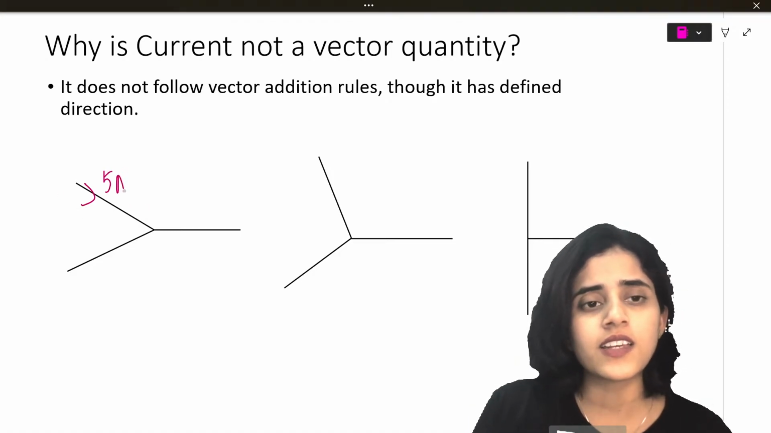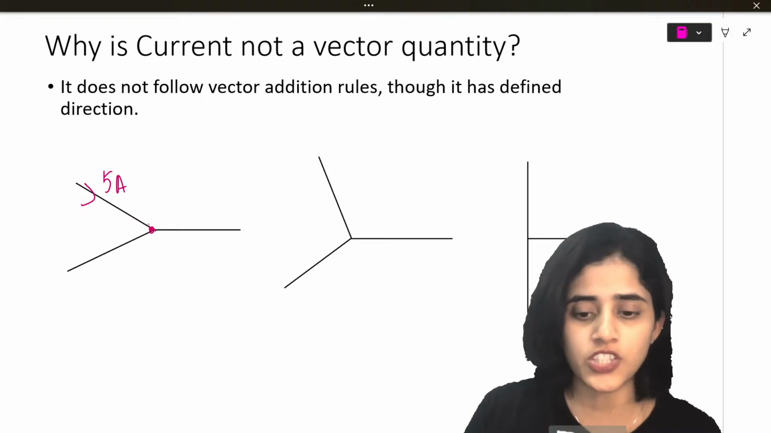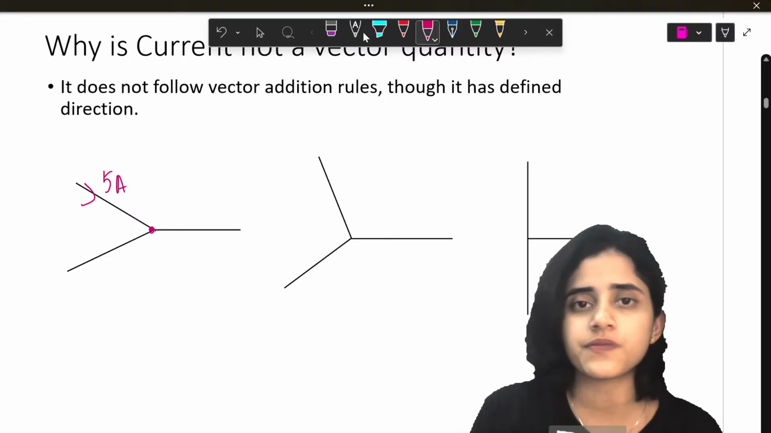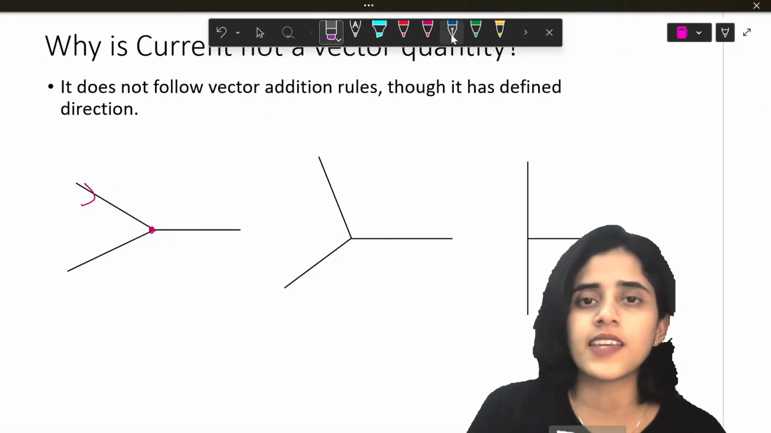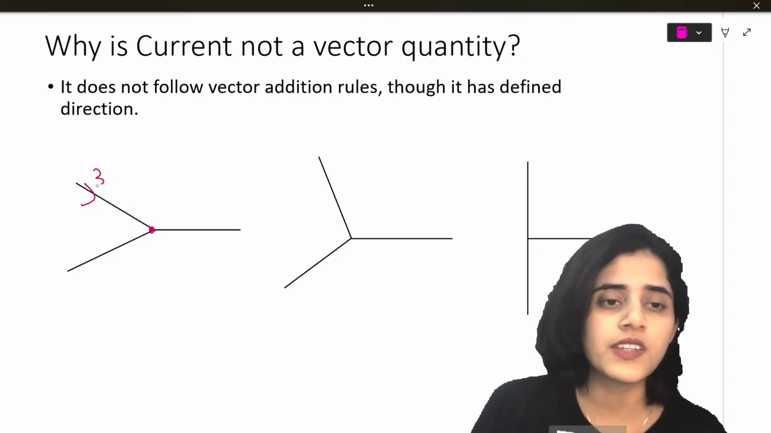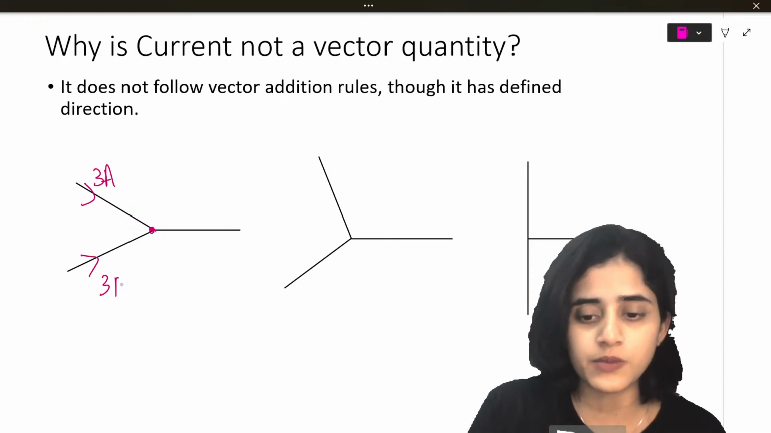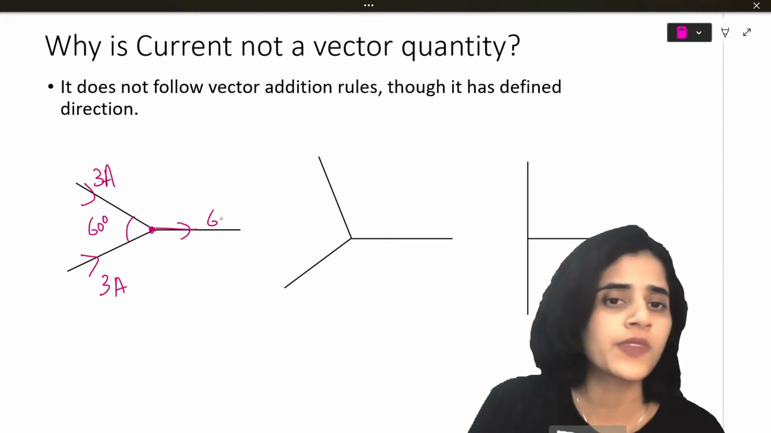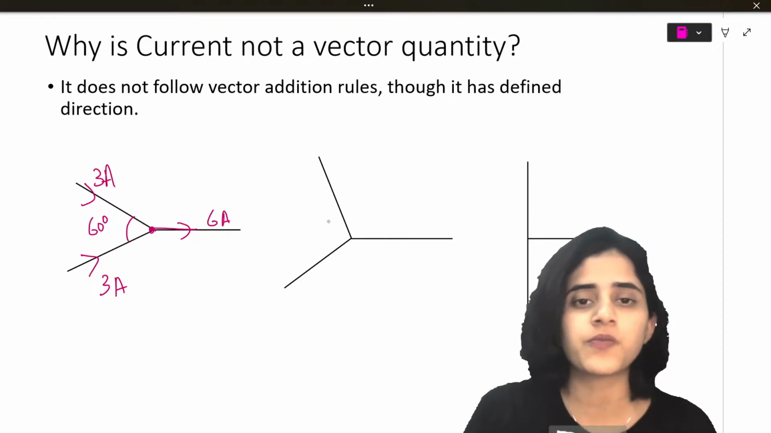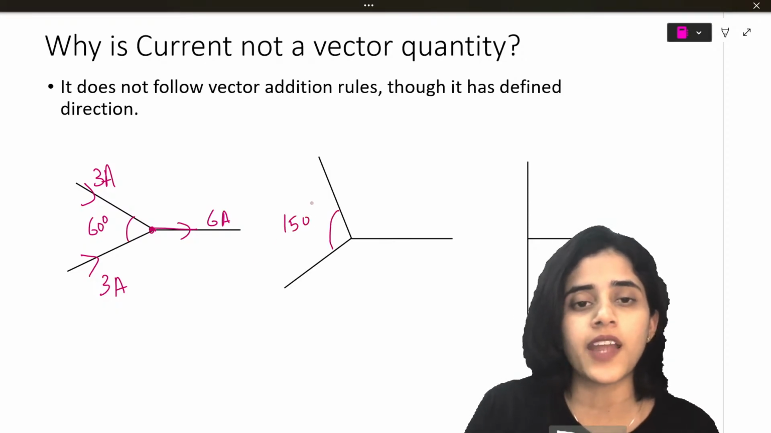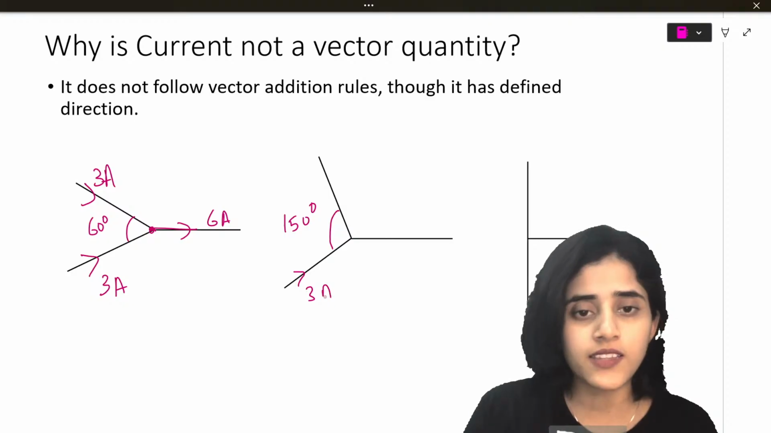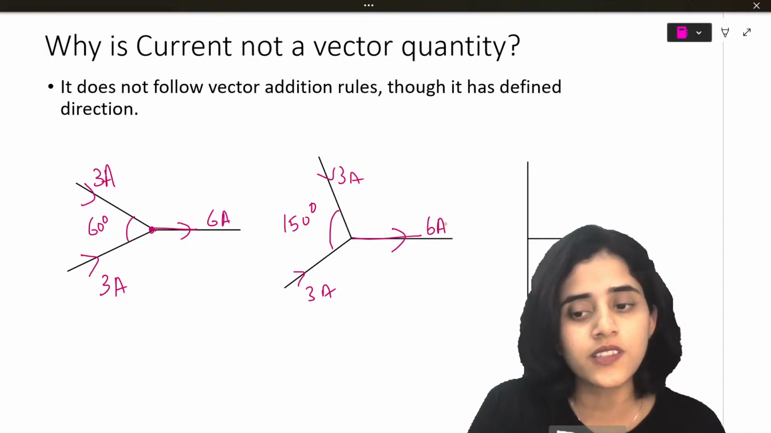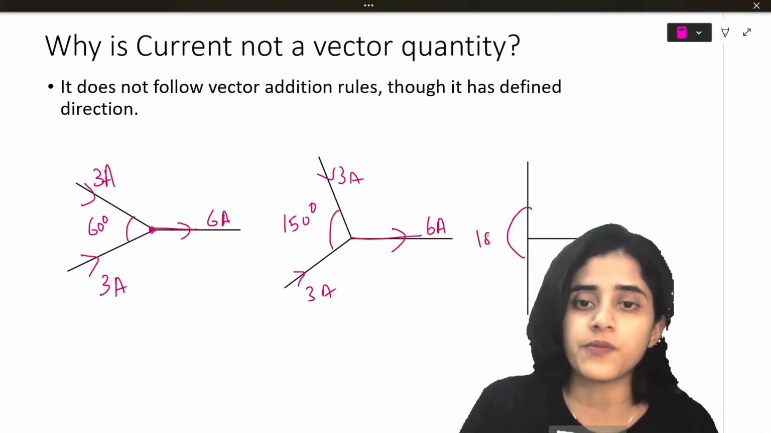Let's say there is a current of 3 amps coming in, and from the other side also 3 amps are coming, and they are at an angle of 60 degrees. What is the total current output? 3 amps plus 3 amps is 6 amps. Now let's say these two wires are kept at another angle, 150 degrees. Again 3 amps, 3 amps. The output is still 6 amps. Now even if they are at an angle of 180 degrees.